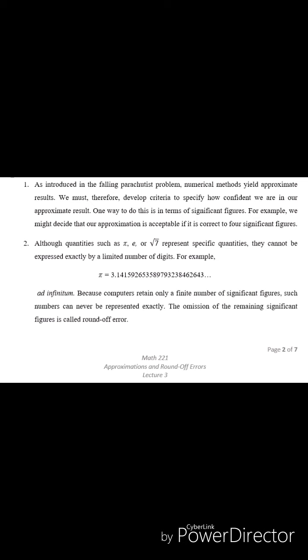Sabihin natin na, di ba yung area ng circle is pi over 4 d squared, right? So hindi natin sasabihin na yung pi doon is input natin lahat ng values ng pi. So to make it easier, for the omission of the remaining significant figures, yun yung sinasabi natin na round-off error. Usually ginagamit natin sa value na pi is 3.14, right? 3.14. But I hope everyone knows how to round off numbers. Okay?